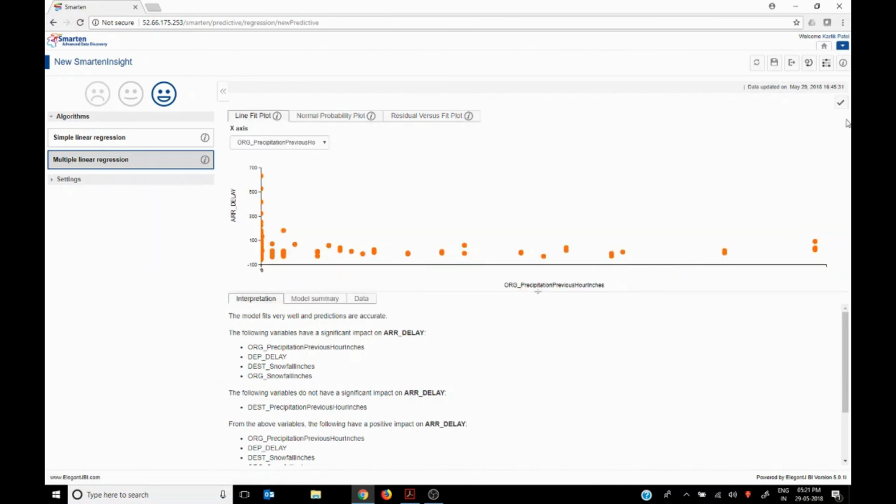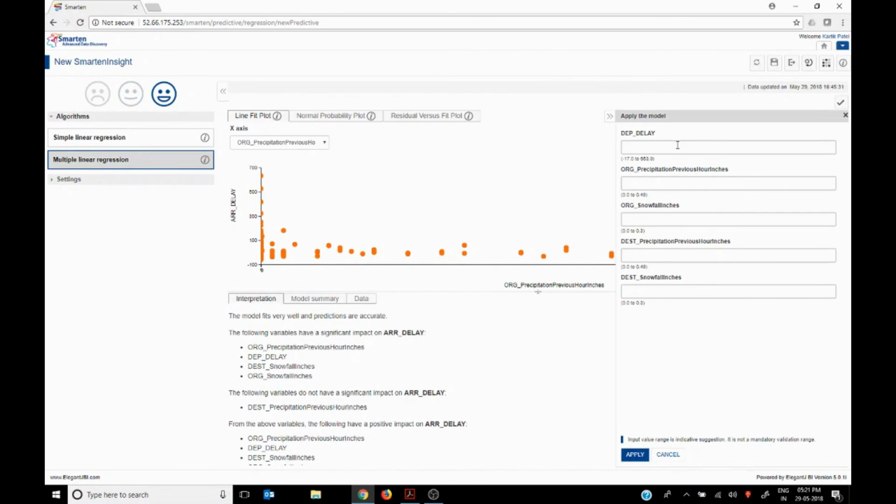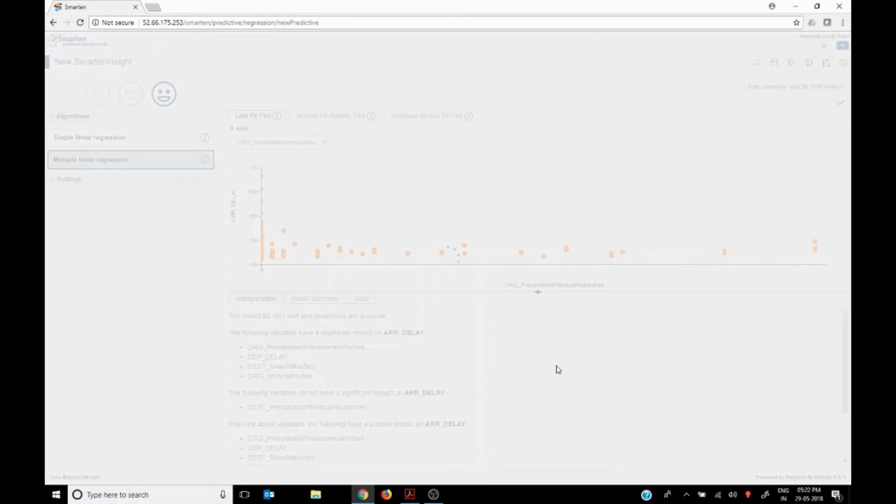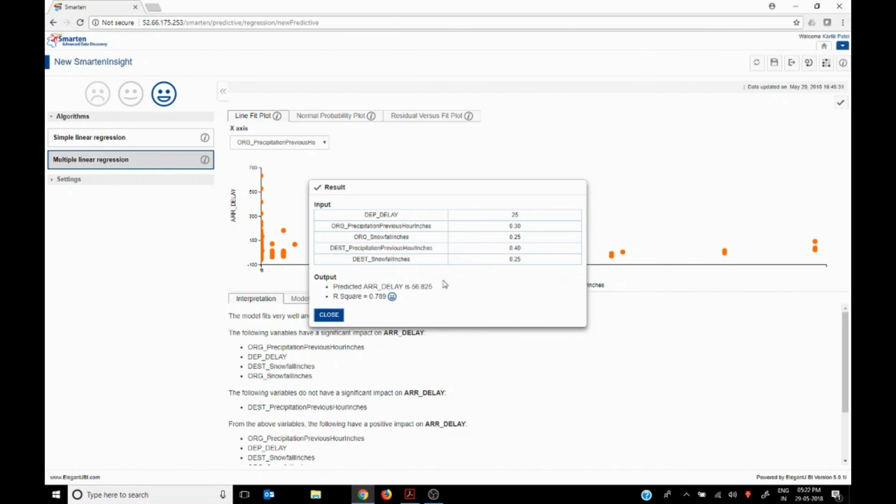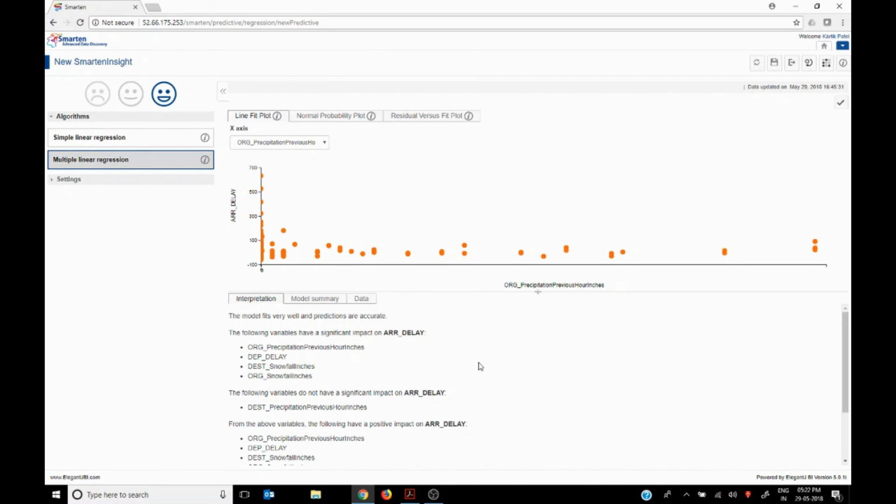Here, we see that weather and other factors will affect delays in flight departure, and that when the flight is delayed by 25 minutes, the arrival will be delayed by 56 minutes because of all the other variables we have considered. As you can see, with a few simple clicks, the user was able to get to the heart of the data, and the system did the work of selecting the right algorithm and applying the right visualization techniques and generating insights in simple natural language.